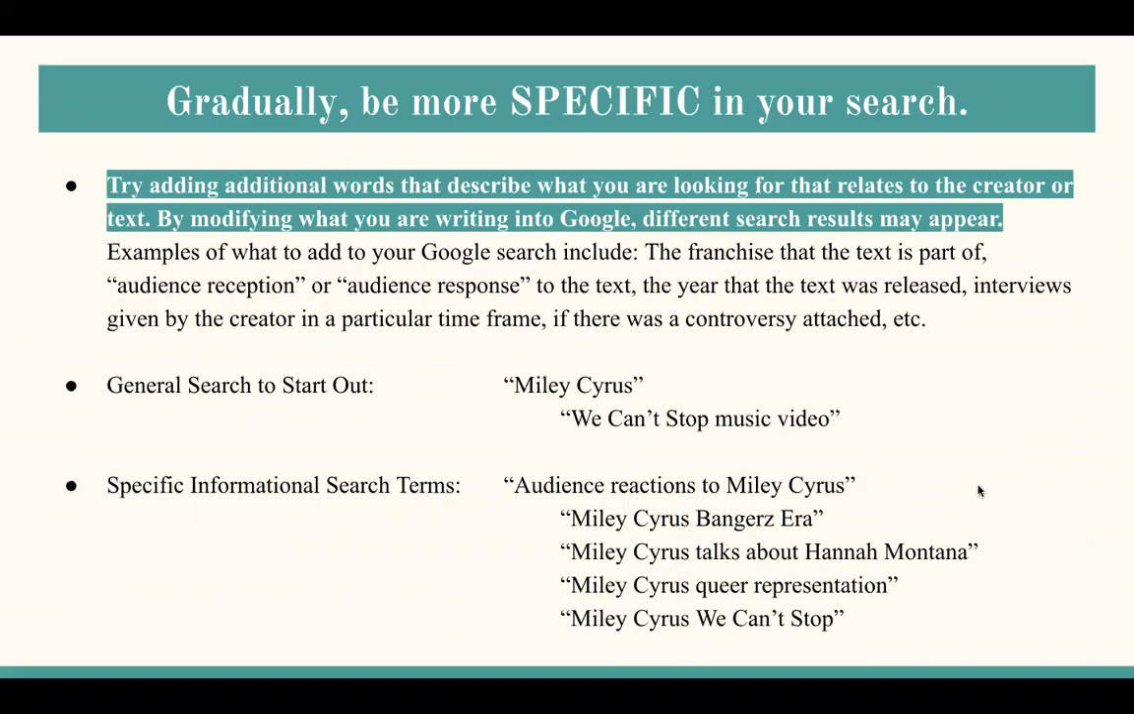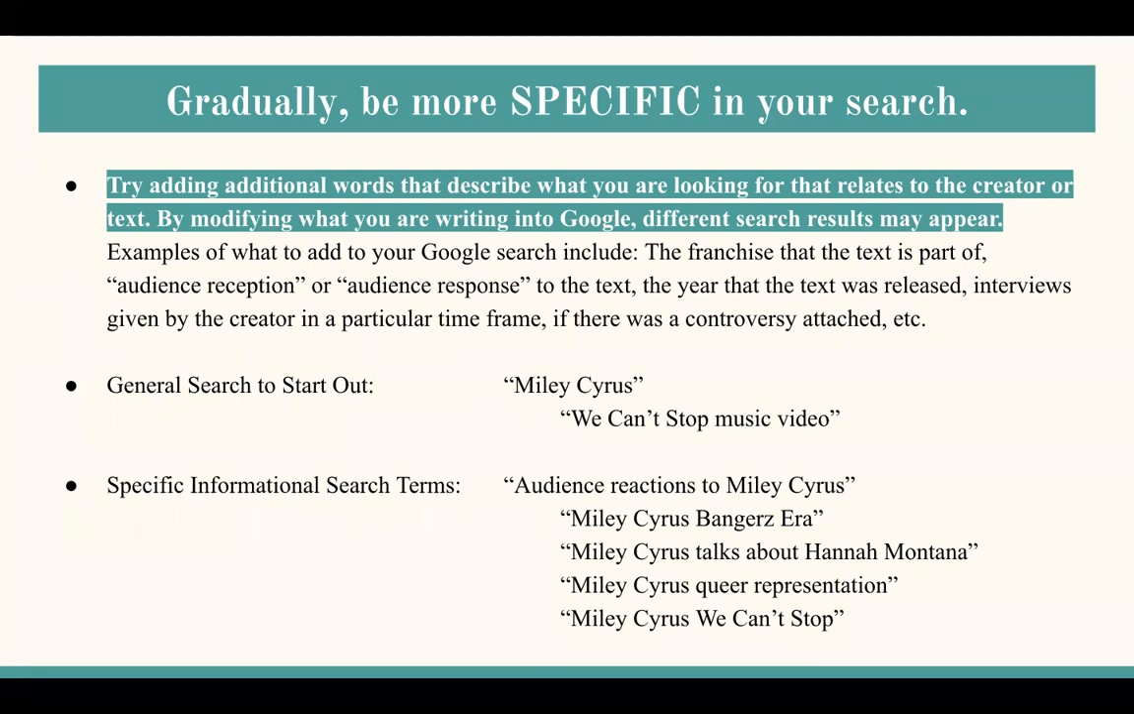Now, gradually, it's helpful to be more specific in your search. So try adding additional words that describe what you're looking for that relate to the creator or text. By modifying what you are writing into Google, different search results may appear. So examples of what to add to your Google search include the franchise that the text is part of, audience reception or audience response to the text, the year that the text was released, interviews given by the creator in a particular time frame, if there's a controversy attached, etc.